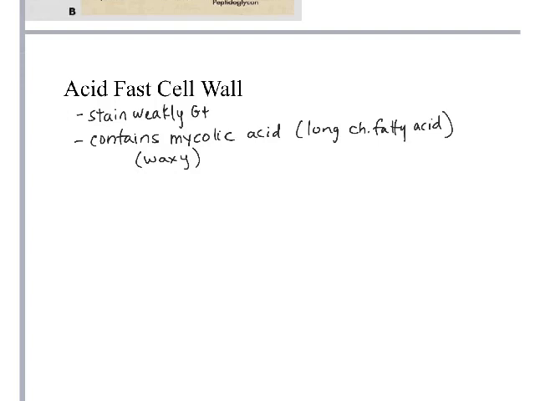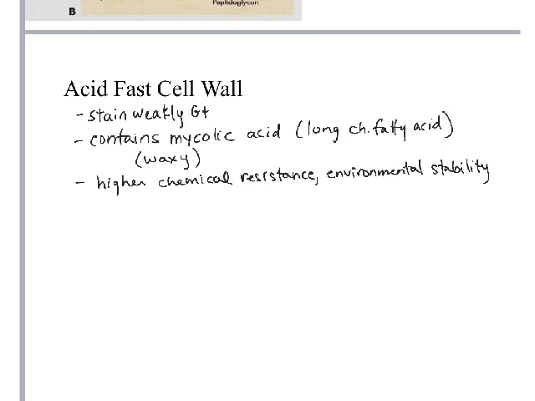And that gives the cell a little bit higher chemical resistance, a little bit more environmental stability. Okay, so basically because of that waxy cell wall, they will stay viable in the environment. Say it's a cell that somebody coughs out and it lands on the desktop, that could stay viable for weeks on that desktop because it's not going to dry out due to that kind of waxy cell wall.